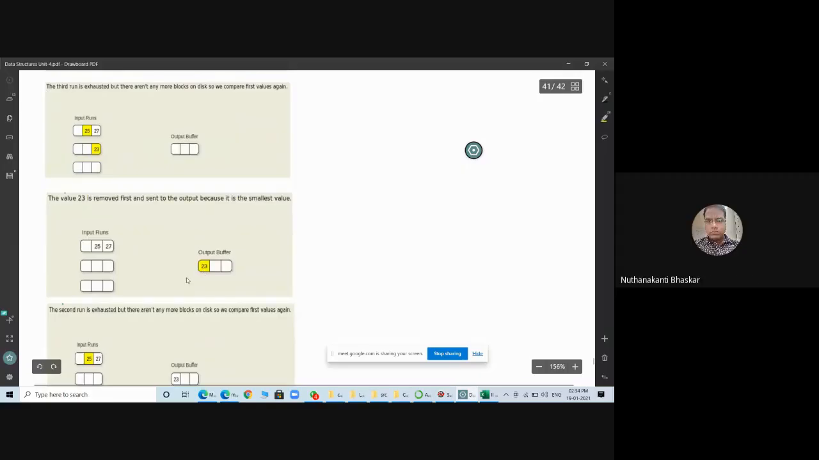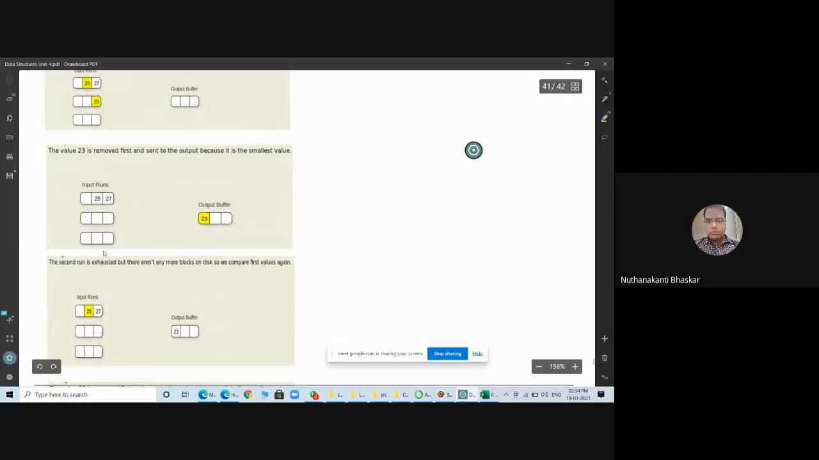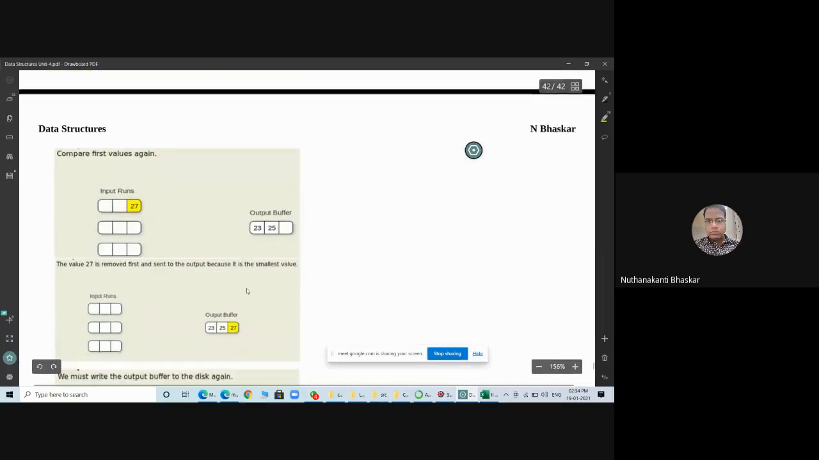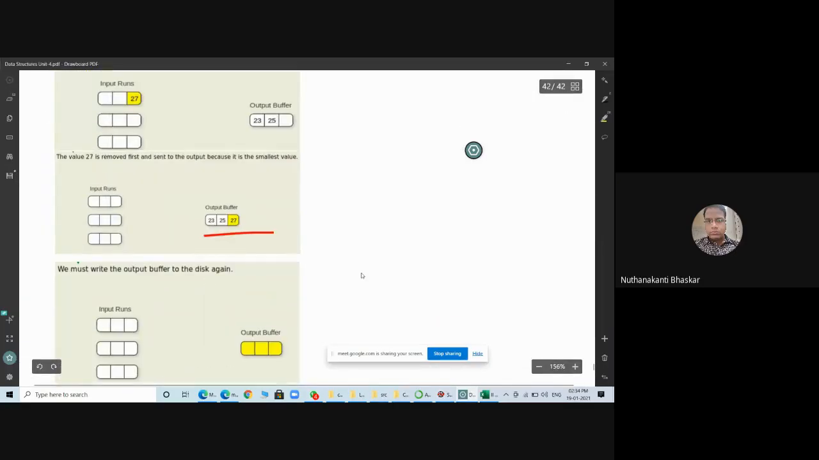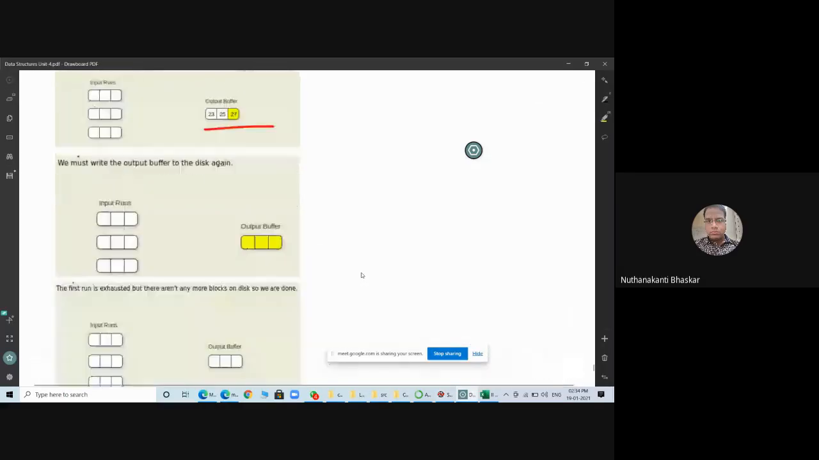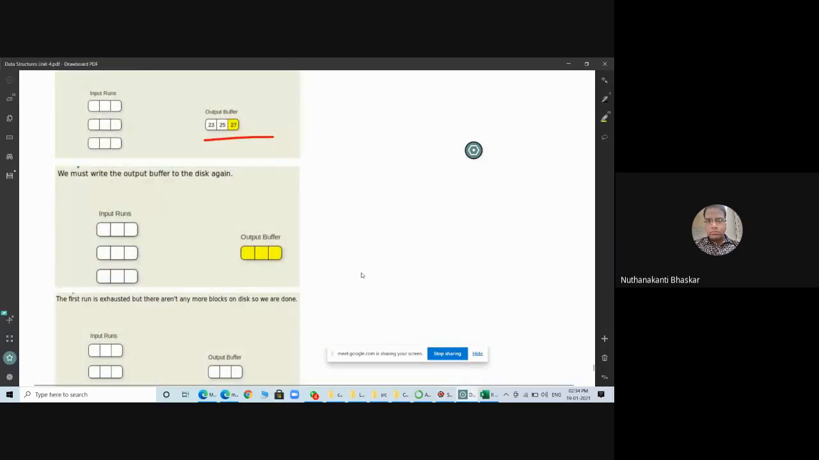You store 23 into the output buffer. Next, only 25 is there. 25 will be added here. Next, 27 will be added here. So these are the three chunks. It is over. There is no other data. Then we are sorted. Now, have you understood the multi-way sorting mechanism? Yes, sir. Multi-way external sorting. Very simple.